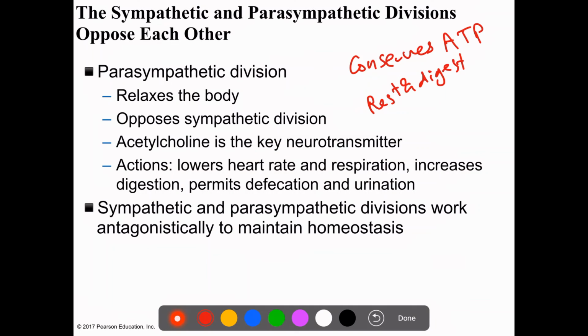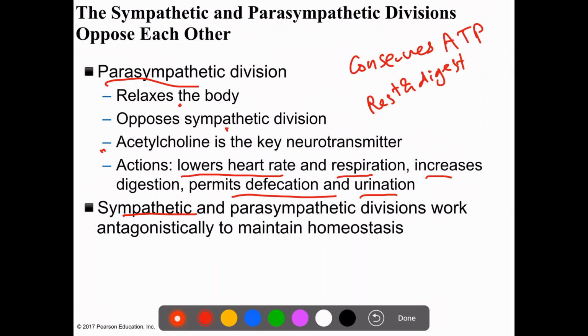Okay, so here it relaxes the body, it counters the sympathetic division, and for example, it will lower the heart rate and respiration, it will increase digestion, and permit defecation and urination. So it prepares the body. Think, for example, when you want to go to sleep, your parasympathetic division is dominating your body. And acetylcholine is a key neurotransmitter in this case.